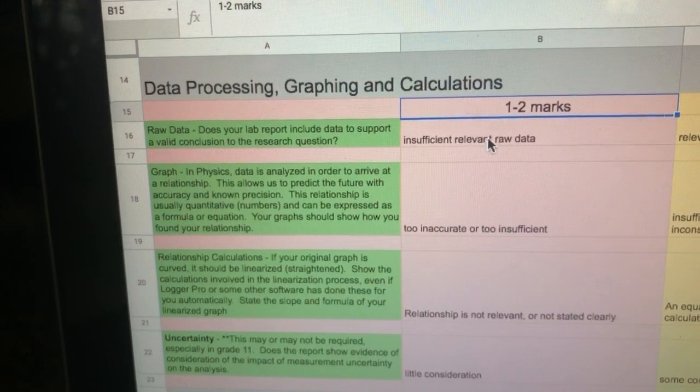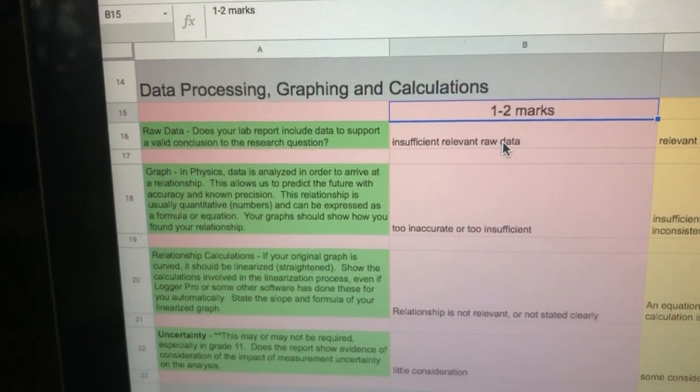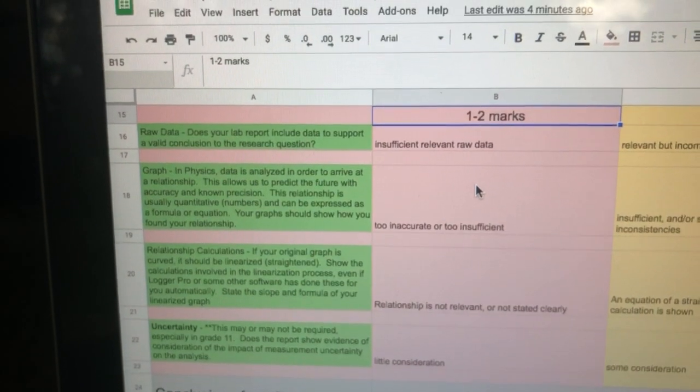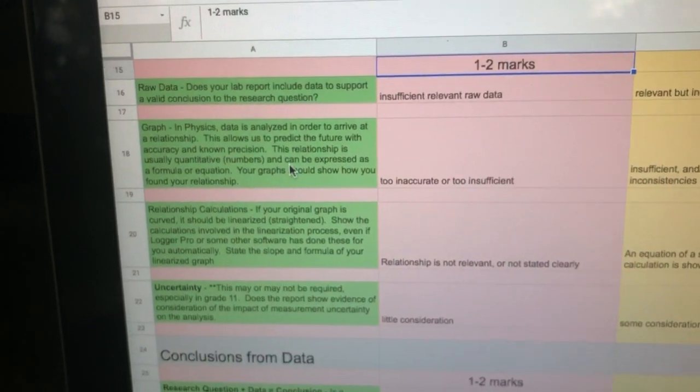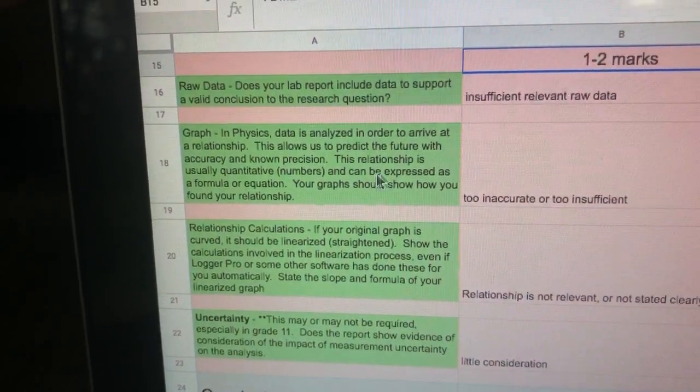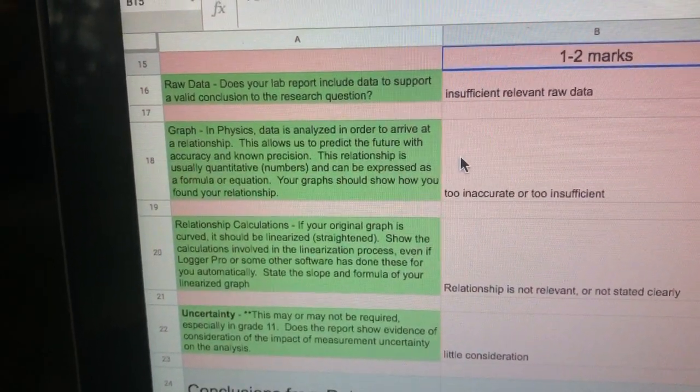So your raw data, basically want to see your raw data in there. Is it relevant data? You may have gotten this from Logger Pro, and so don't have to worry too much about your raw data. And then your graph is obviously a big one. Many of you will have Logger Pro graphs, but it doesn't have to be. It can be a hand-drawn graph too.